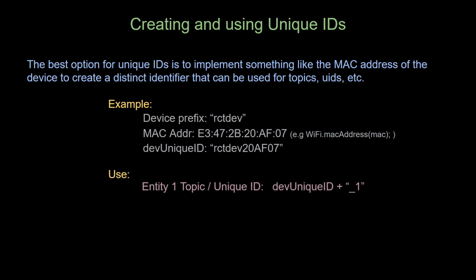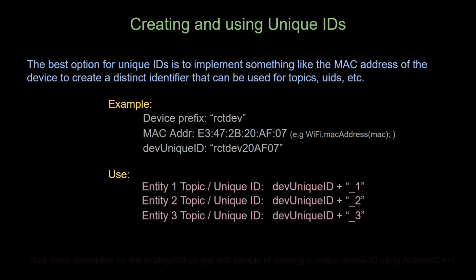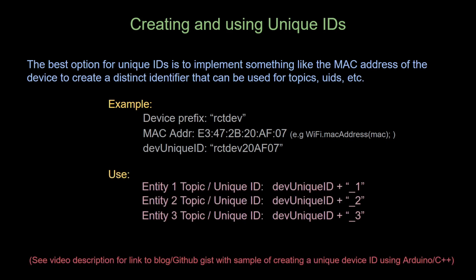So then I can take that and use that to create unique identifiers for both my topics and the unique ID for each entity. And again, if you want to see an example of how I did this, check down in the video description. There'll be a link to a file where I show how I did all this with Arduino.